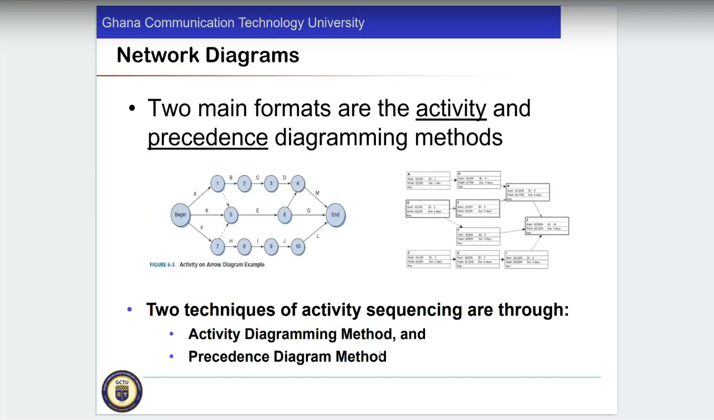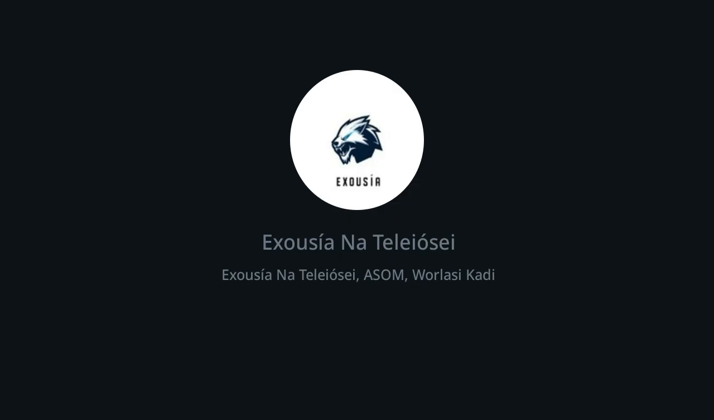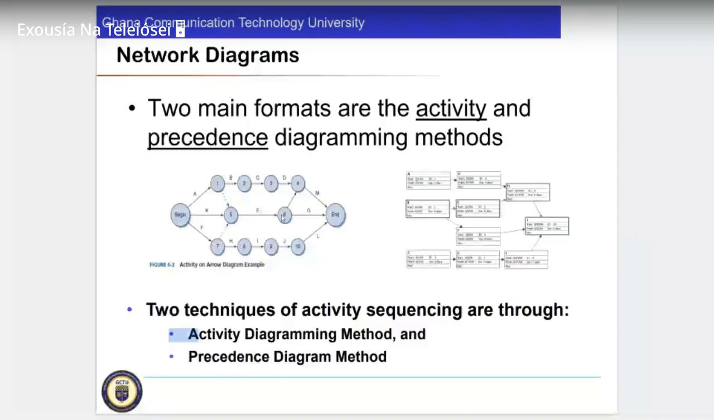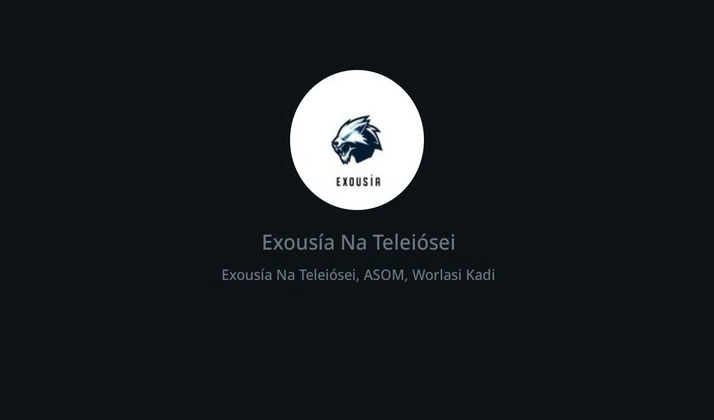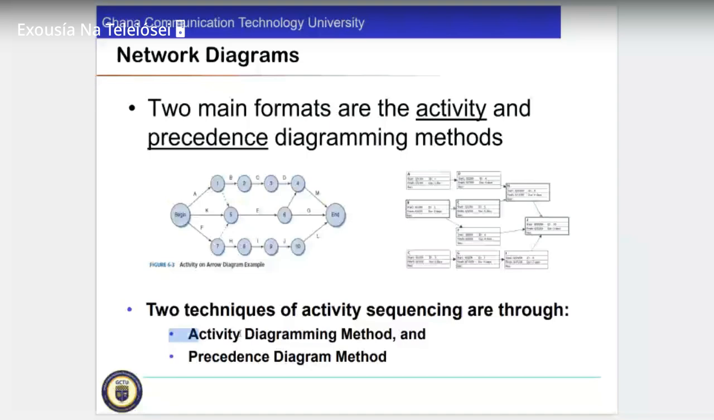Now, network diagrams. The two main formats are the activity and precedence diagramming methods. We've looked at the activity diagram, and this is the precedence diagram. The two techniques of activity sequencing are the activity diagram method and the precedence diagram method. When you hear activity diagram, it means we are using activity on arrow, or activity on node. This is activity on arrow. So when they ask you what the two techniques of activity sequencing are, you can tell them we have activity diagramming and the precedence diagram method.